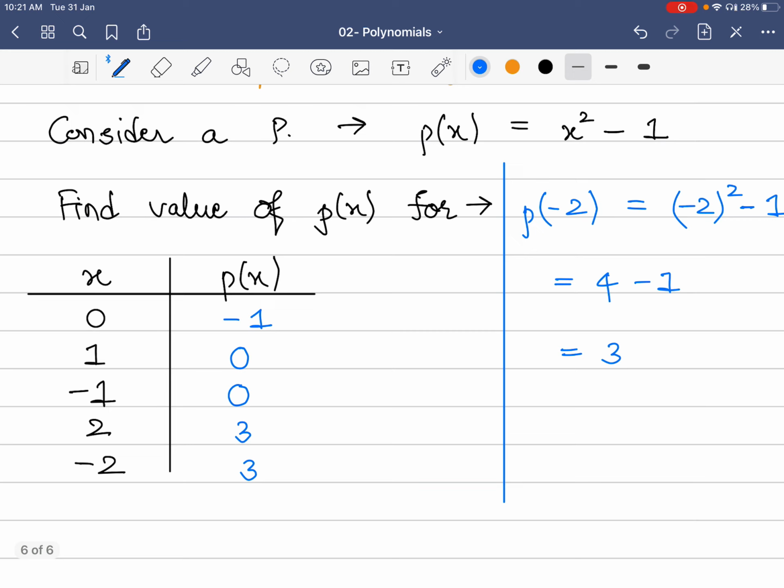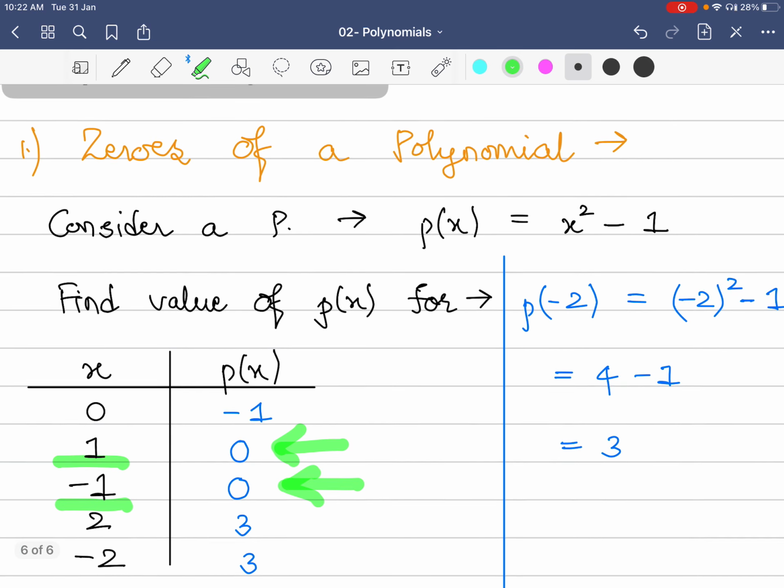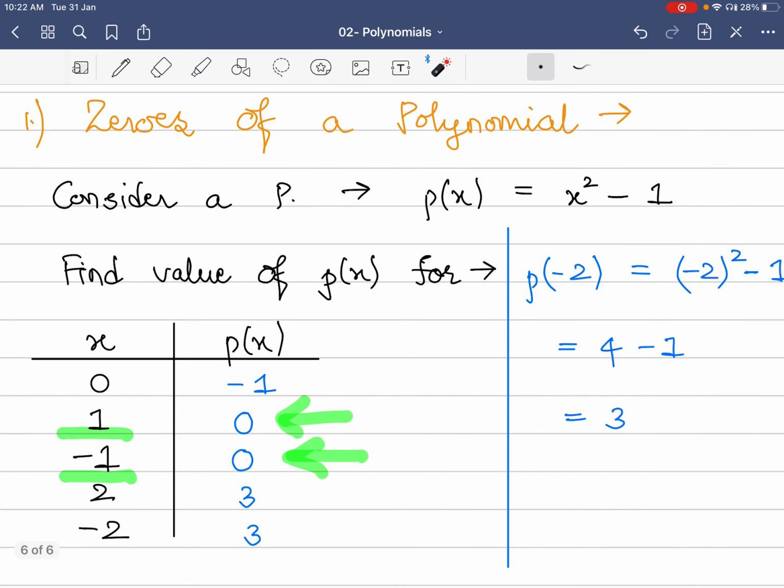So now observe this table. In this table we were given a polynomial P of x equal to x square minus 1, and for different values of x we are getting different values of P of x. Now the values that are of interest to us are these, where P of x is equal to 0. So what we observe is that there are certain values of x, this one and this one, where P of x is equal to 0, and that is the definition of zeros of a polynomial. Quite simple and quite intuitive.